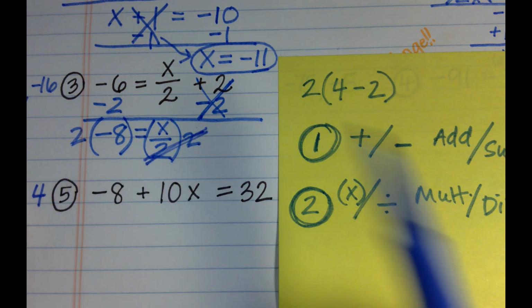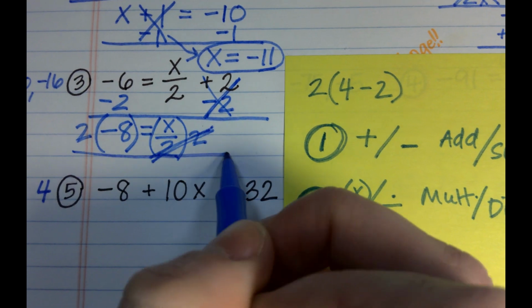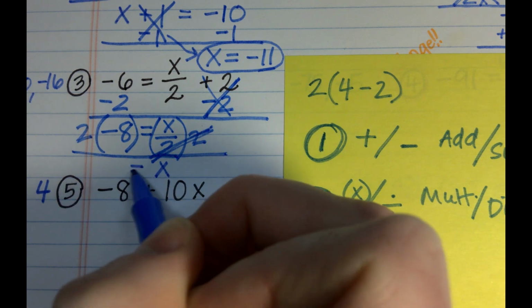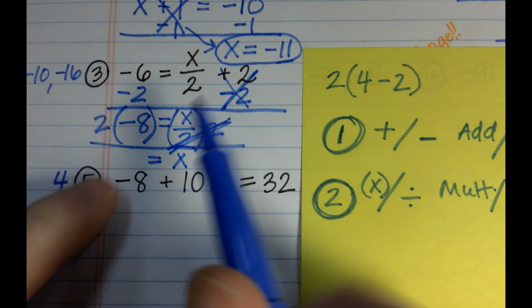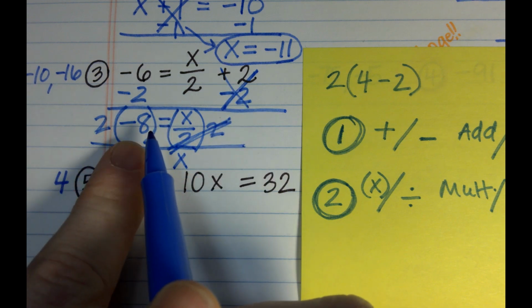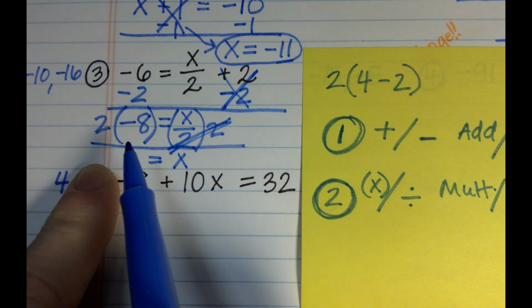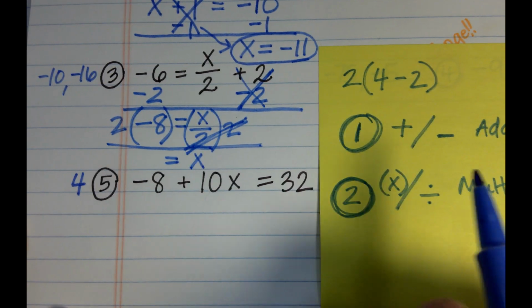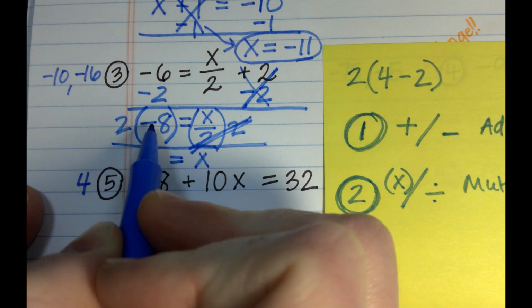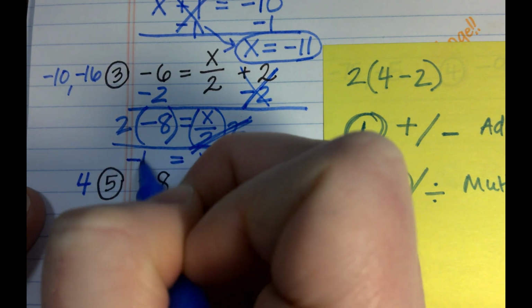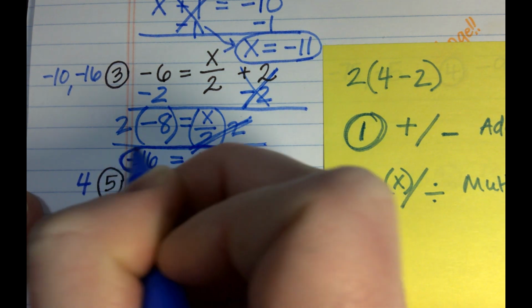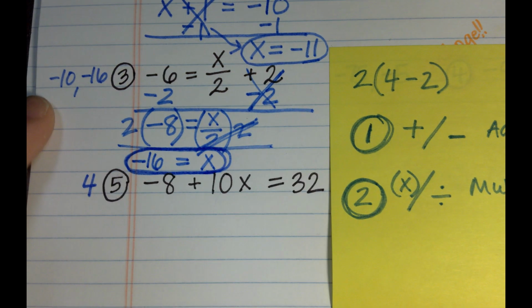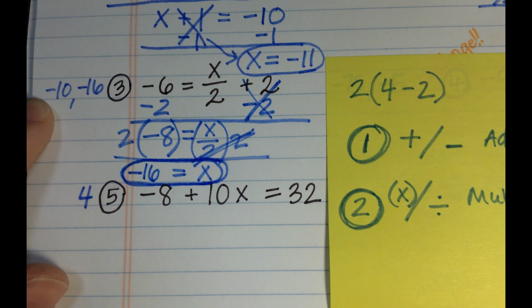My 2's cancel. I'm left with x equals, what is -8 times 2? -16. Oh, -16. Be careful. We are multiplying here, not dividing. -8 divided by 2 would be -4. But -8 times 2 is -16. So I bet whoever got -10, did you do the multiplication first?